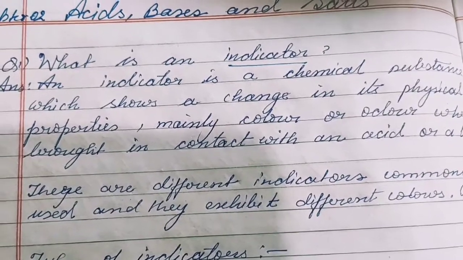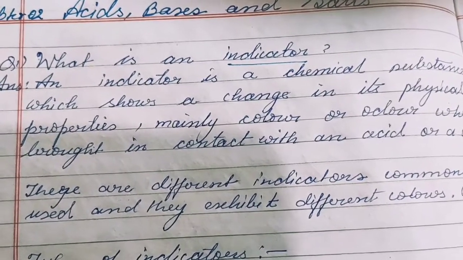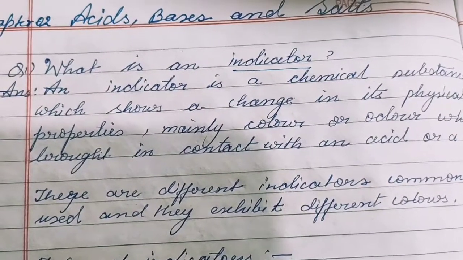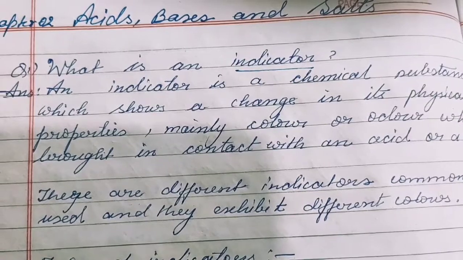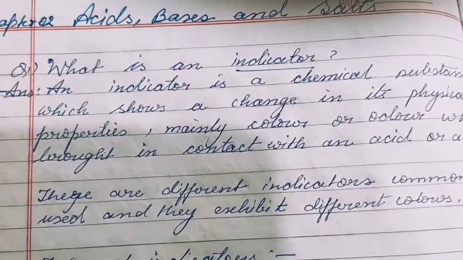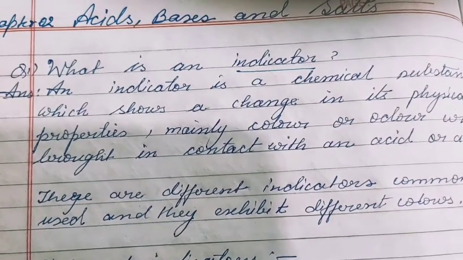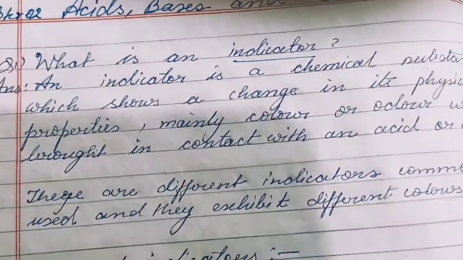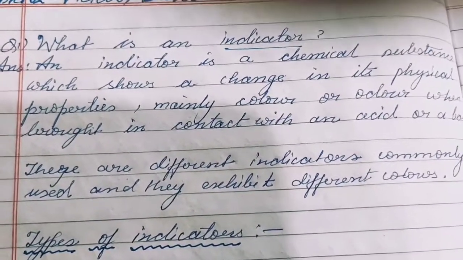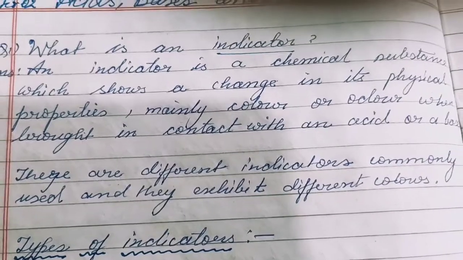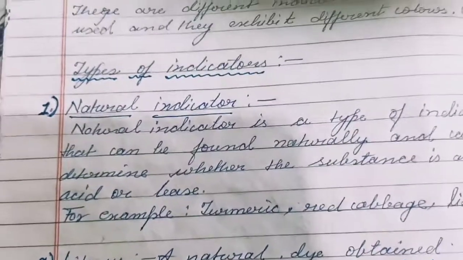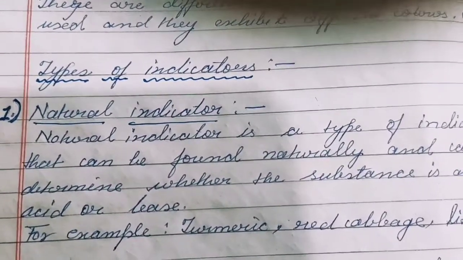It means whenever this chemical substance is added to any base or any acid, it changes its color, or some indicators change its odor, that is smell, and by that only we come to know whether that substance is acid or base. So students, no need to be worried, we will discuss it again and again. So indicators are of different types. First of all, we will discuss the type of indicators, which is natural indicator.